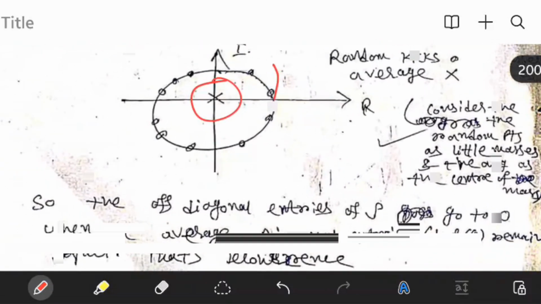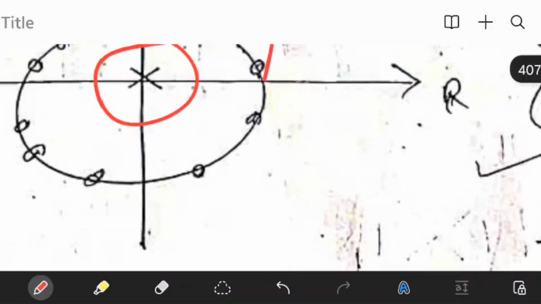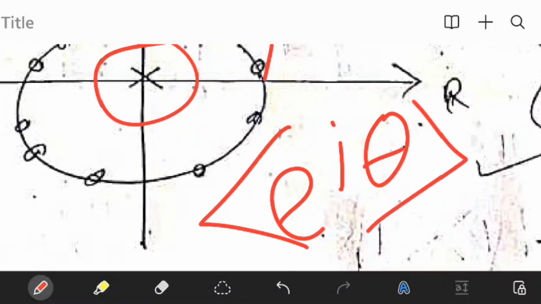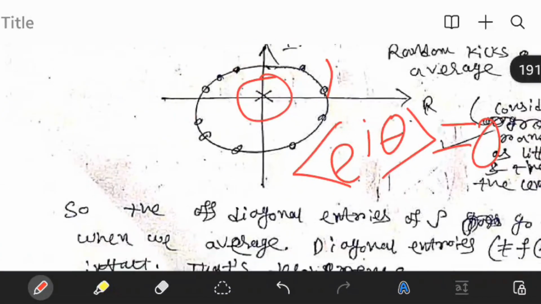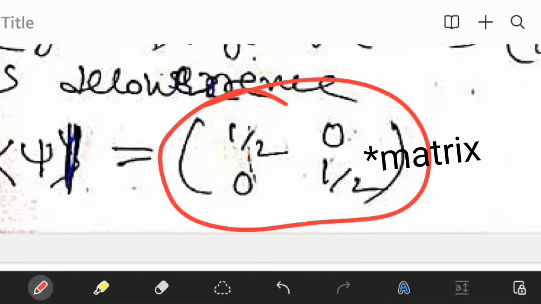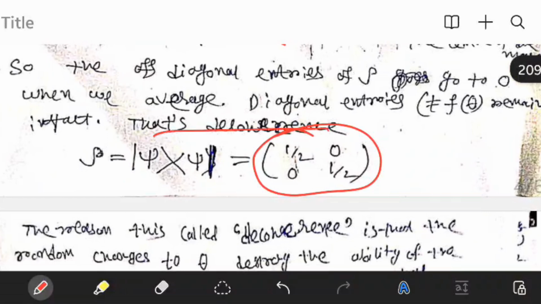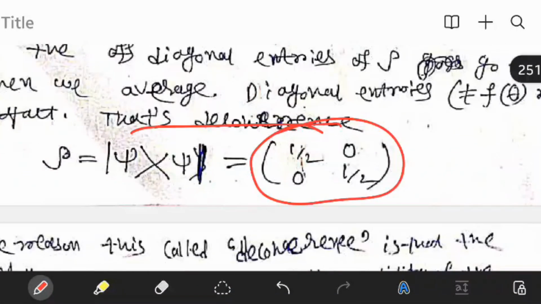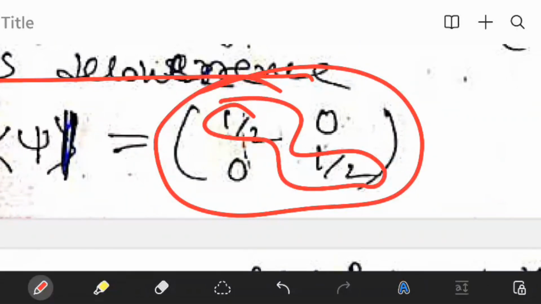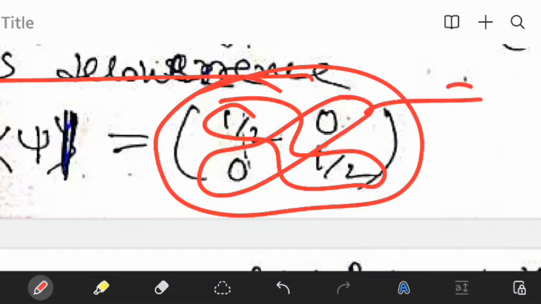So what does it imply? The average of this term goes to 0. So we will end up with this matrix. In case of decoherence, the energy density matrix will look like this. We still have the diagonal terms, but the off-diagonals become nil.